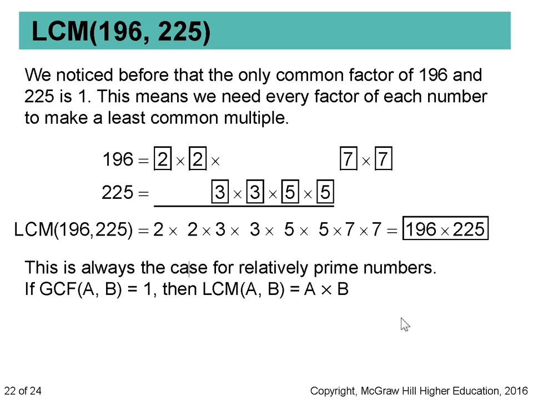If the greatest common factor of two numbers is 1, then the least common multiple is the product of the original two numbers. You can think about adding fractions. If I wanted to add 2/3 plus 3/5, my least common denominator would be 3 times 5.